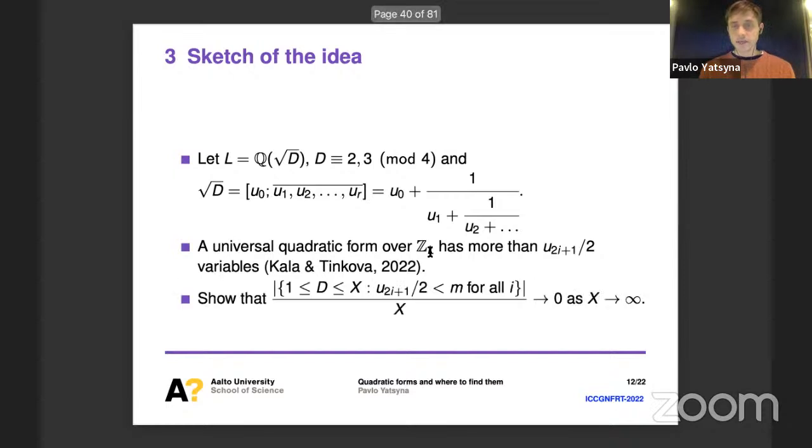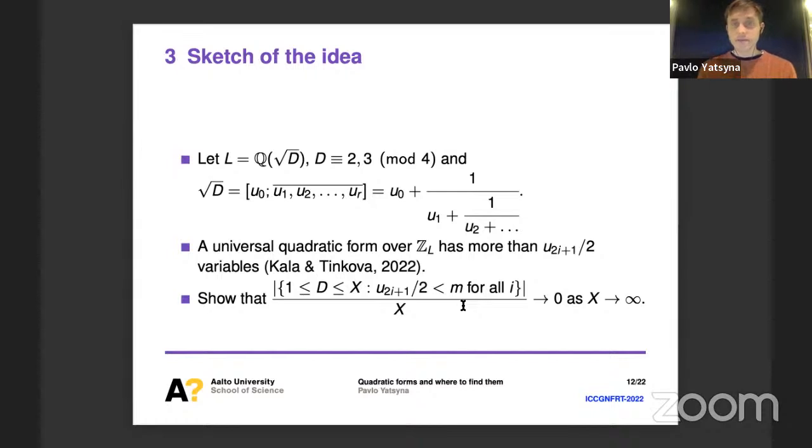And so what we do in this paper, we show that if you look at all the D's between 1 and x for which the odd parts of the continued fraction expansion are bounded by M, then the natural density of the set is 0 as x goes to infinity. Now I'm slightly cheating here because obviously we need to normalize, we need to get rid of u_0, but nevertheless that's the gist of the paper, which hopefully is going to be finished by the end of this year, and you will be able to have a look at it.